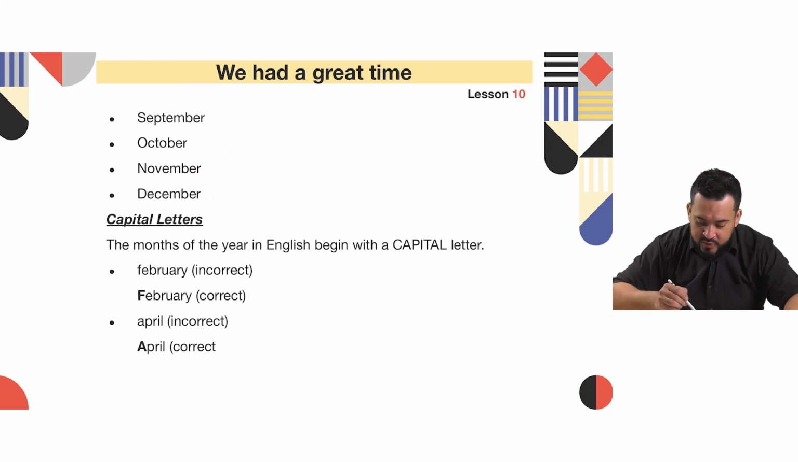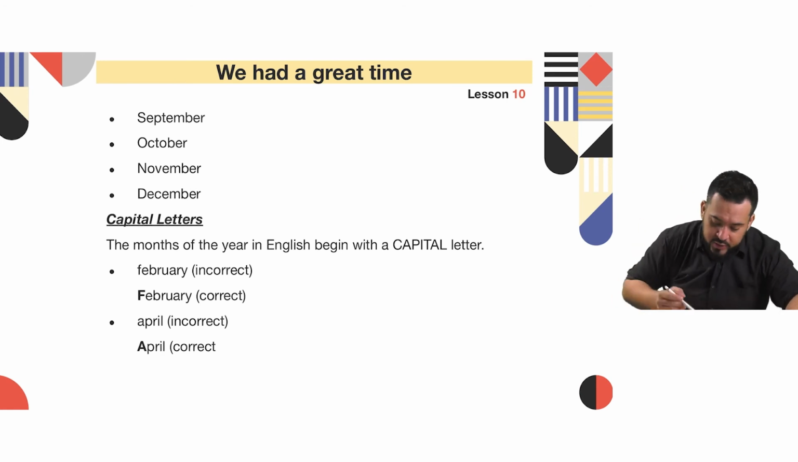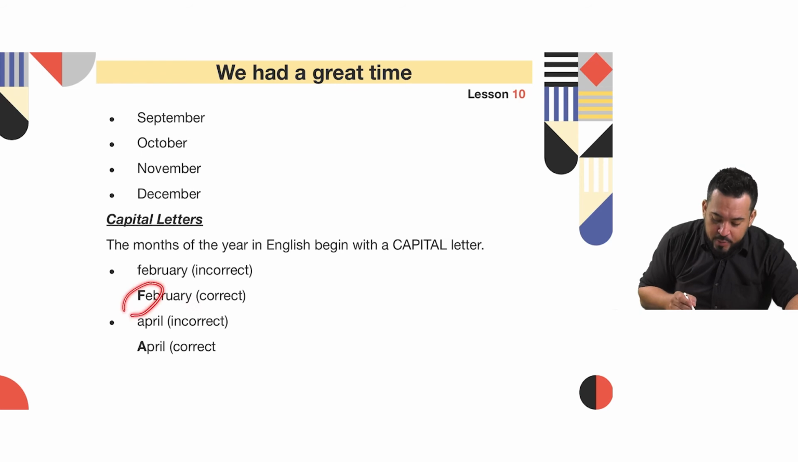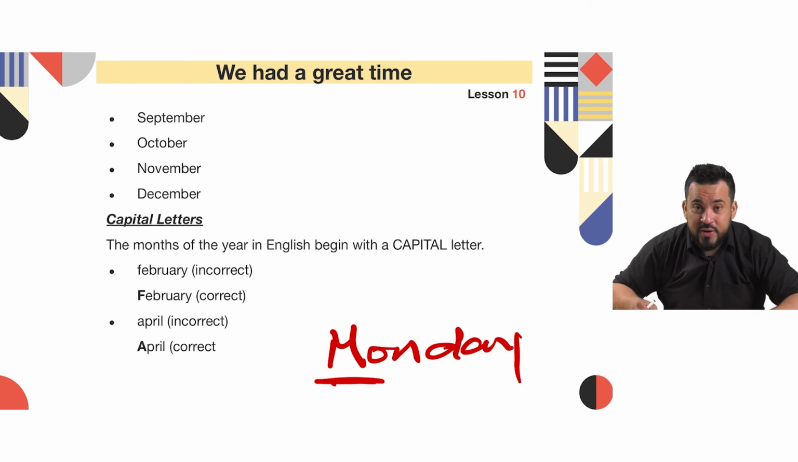Notice that with months, we always start with a capital letter, okay? Because a month is a noun. Also days. With days and months, we always start with a capital letter. So when we write February, we will write a capital F. When we write April, we will write a capital A. Same goes for days. If we write Monday, then we must make sure that the first letter is capital, just like names and countries. Nouns start with a capital.